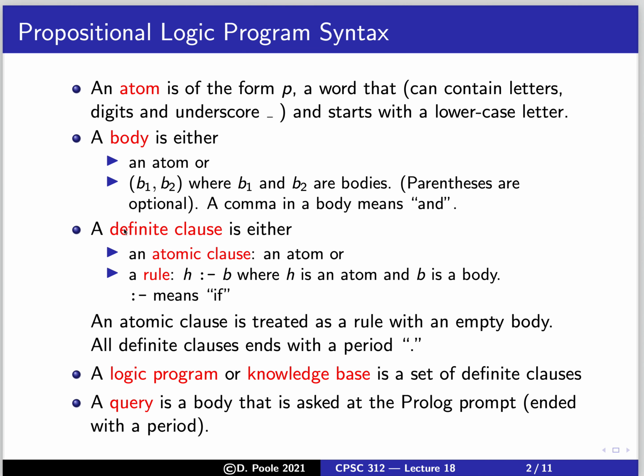Alright. So a logic program is just a set of these definite clauses, and a query is a body that's asked at the Prolog prompt. If you think back to Haskell, the colon minus is like the equals in Haskell. It's just that now in the right hand side we can have elements separated by commas. Instead of having nested expressions, we're going to have atoms separated by commas.